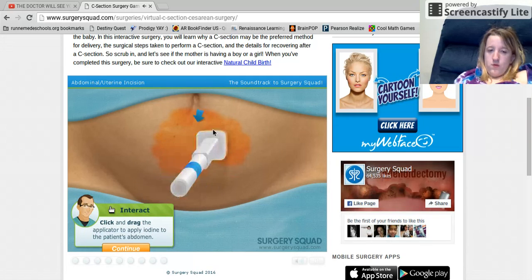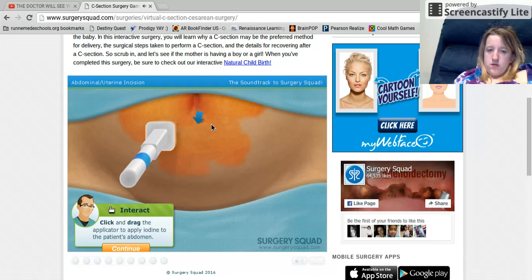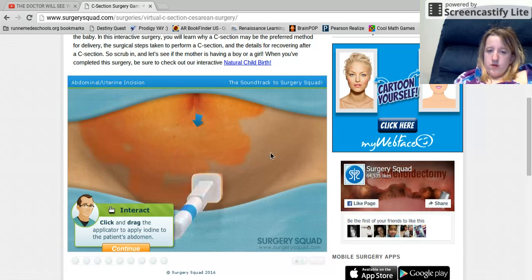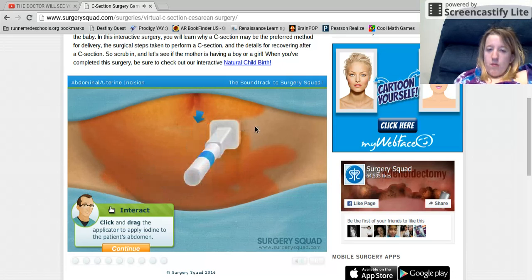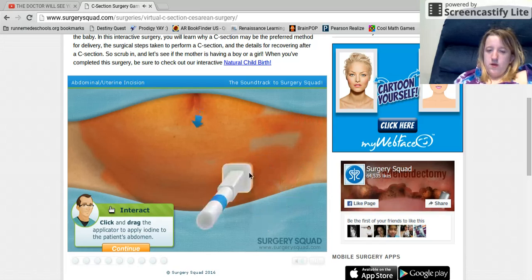Painting your whole belly orange now, huh? Is that your baby's favorite color, orange? It's weird. Mommy, why is your whole belly yellow? It's because of you, son. Okay.